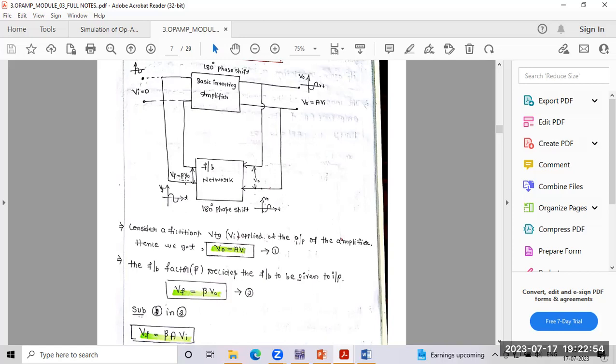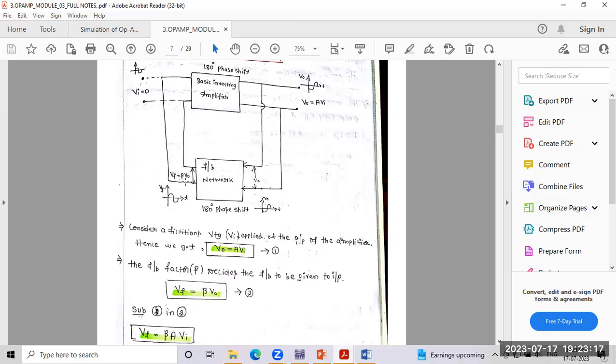What do you mean by beta? Beta is nothing but gain, output divided by input. Here A equals output V naught divided by Vi. Here beta equals VF divided by V naught, where V naught is the input for this feedback network. Beta equals VF divided by V naught, output divided by input.